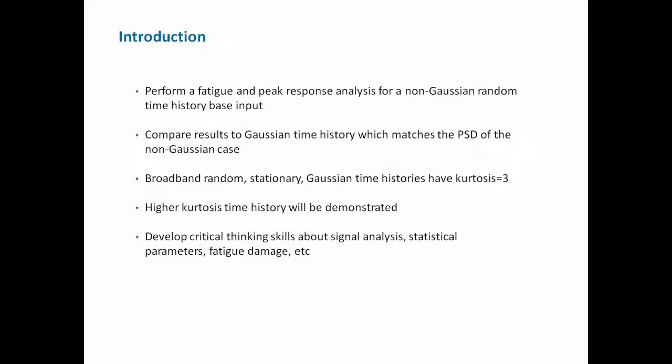Then we're also going to generate a Gaussian time history to satisfy that same PSD for the non-Gaussian case. And then we're going to do some analyses in terms of what's the relative damage between those two types of time history inputs. Now, broadband random stationary Gaussian time histories have kurtosis equal to 3. So anytime we've generated white noise or anytime we've generated time histories to satisfy a PSD, those have been Gaussian distributed time histories with kurtosis equal to 3.